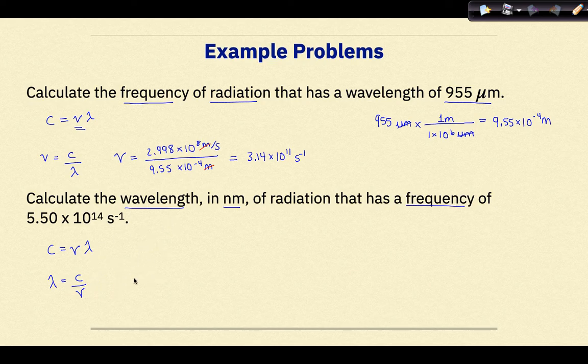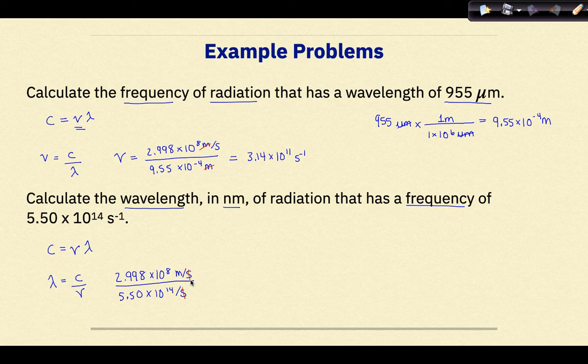I know that the speed of light is 2.998 times 10 to the 8th meters per second, and that my frequency is 5.50 times 10 to the 14 cycles per second. When I work this out, I can see that seconds are going to cancel seconds, and I'm left with meters. That's all well and good, but there's only one tiny little problem.